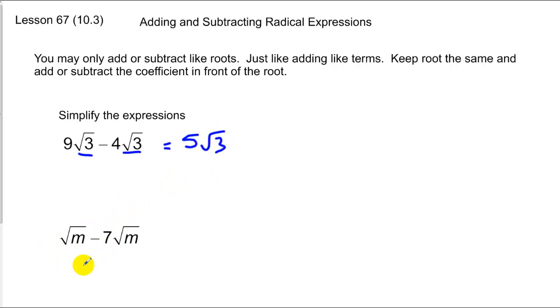Similarly, in this second example, there doesn't seem to be a coefficient out in front. However, there's an invisible 1. It can't be a 0 because 0 times anything would be 0. Therefore, I have 1 minus 7, which is negative 6, and I keep the root the same of n.